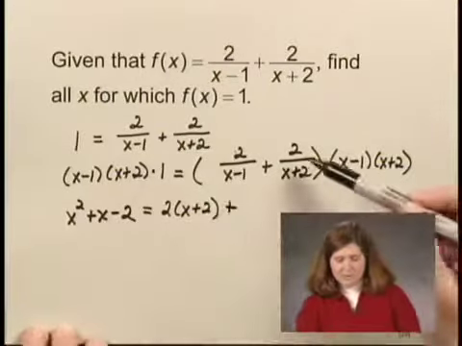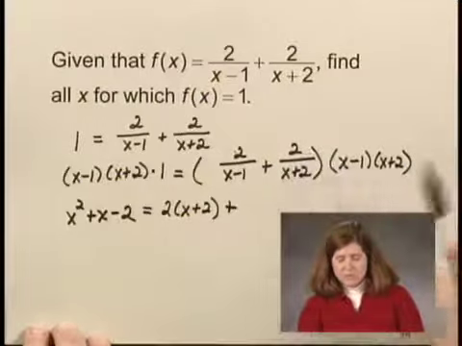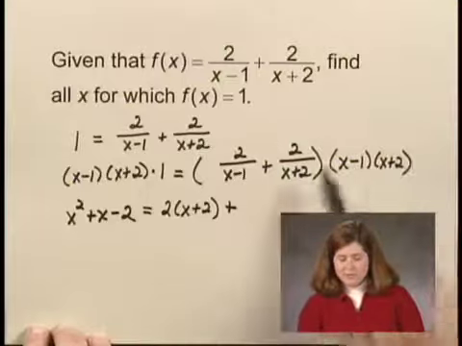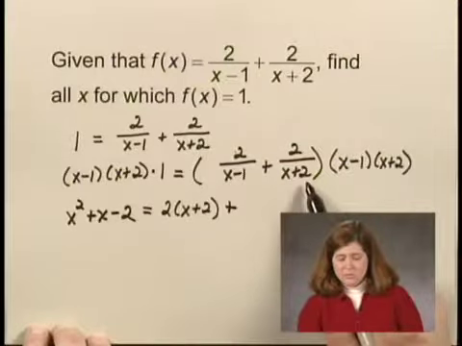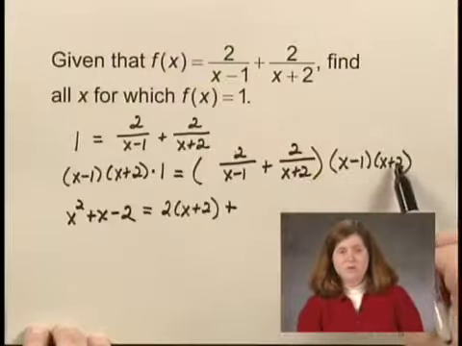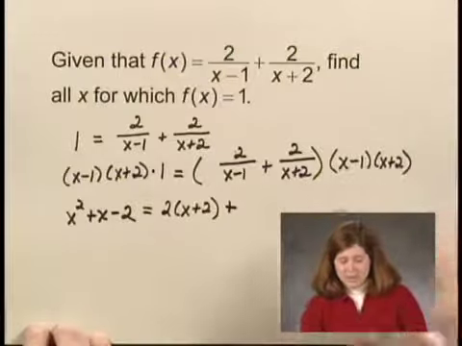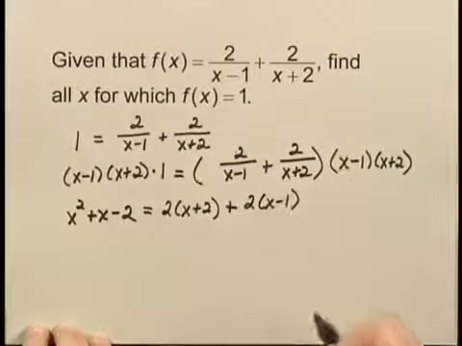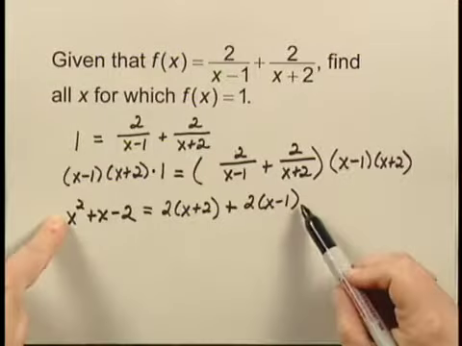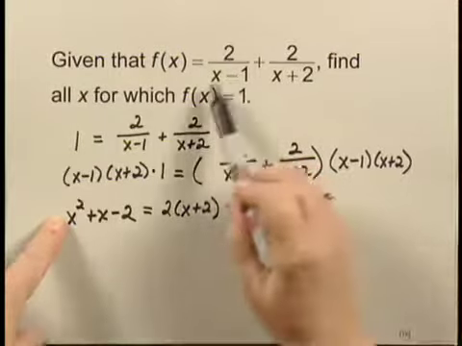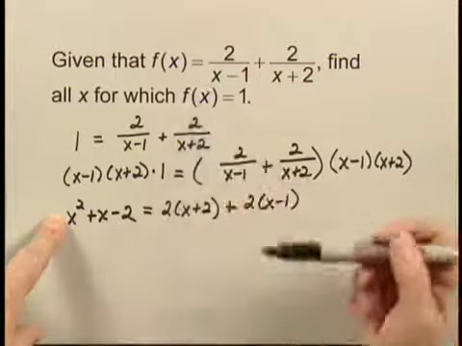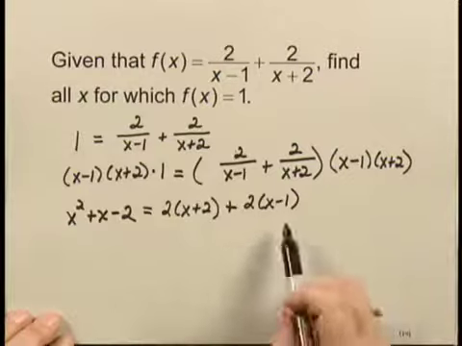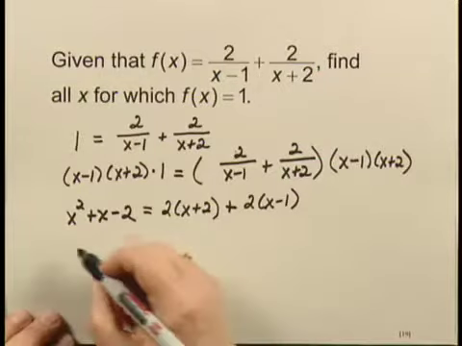Now I multiply 2 over x plus 2 times x minus 1 times x plus 2. The denominator x plus 2 and the x plus 2 that will be in the numerator will cancel, and that will leave me with 2 times x minus 1. And as you see at this step, I no longer have any expressions with variables in denominators. So I proceed to solve as I would solve a polynomial equation.